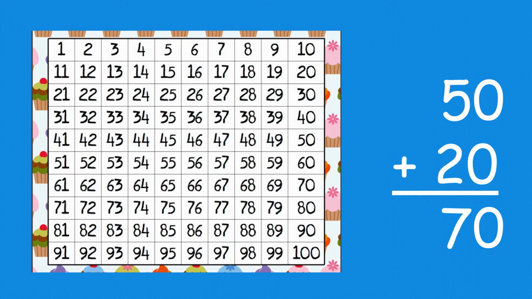All right, let's do another problem. So here we have 30 plus 60. We're going to start at our 30 and we're going to add 6 tens because we're adding 60. So we start at 30. Here's 1 ten, 2, 3, 4, 5, 6. So we land right here. So 30 plus 60 equals 90.